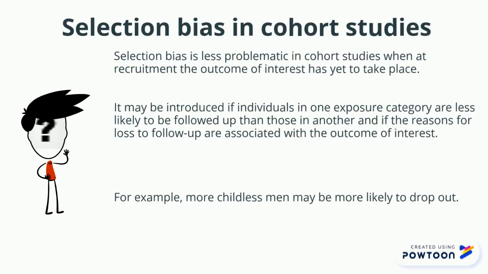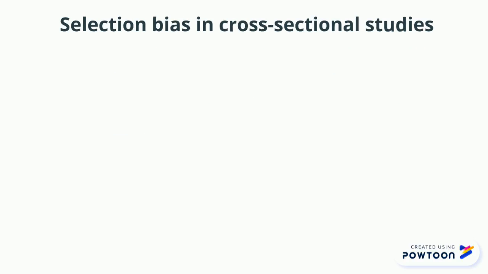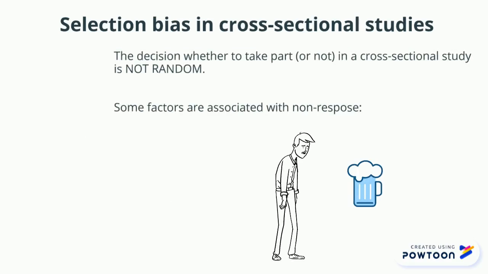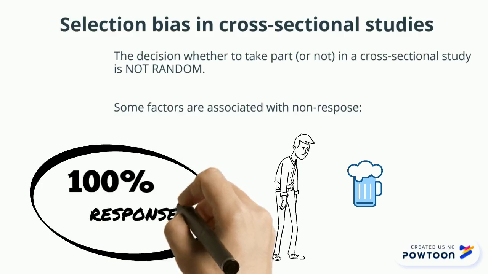So for example, in my case, maybe more childless men can drop out compared to men with children. This is selection bias. The decision whether to take part or not in a cross-sectional study is not random. For example, men who drink might be less likely to participate. To tackle this problem, we must achieve a high response rate.